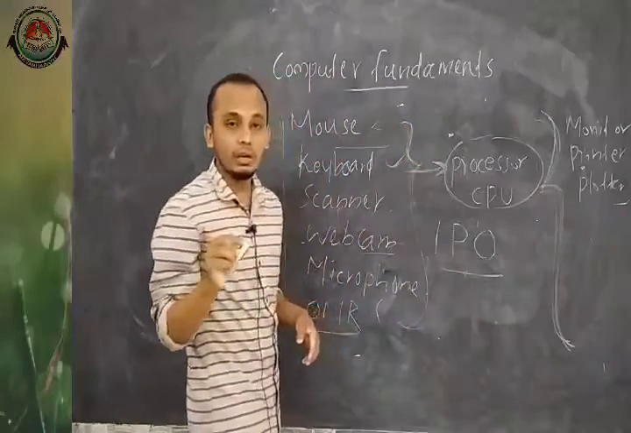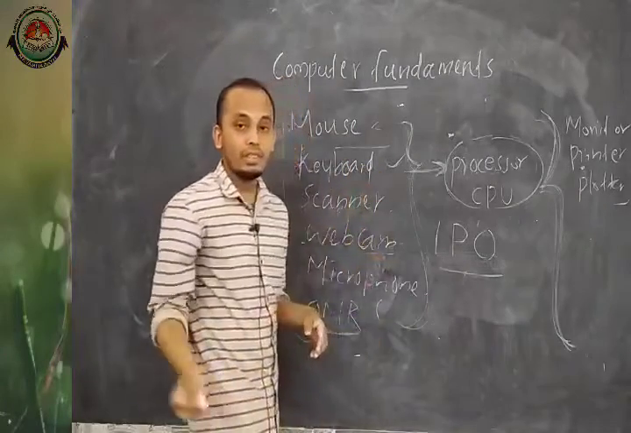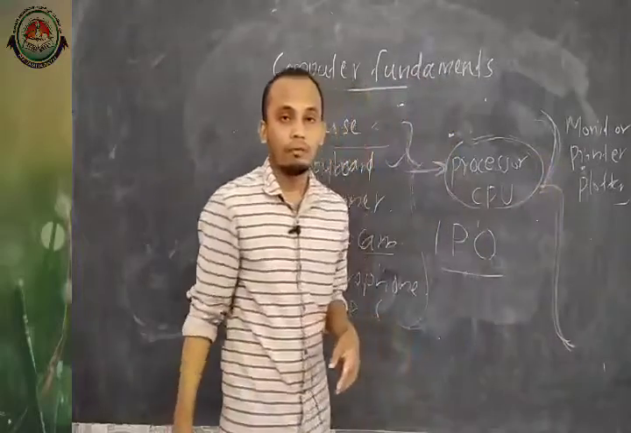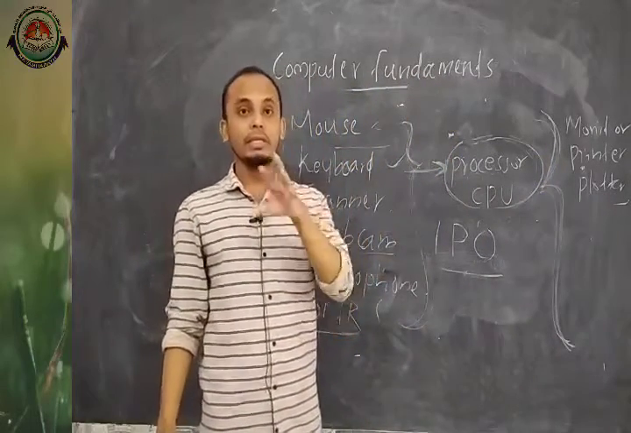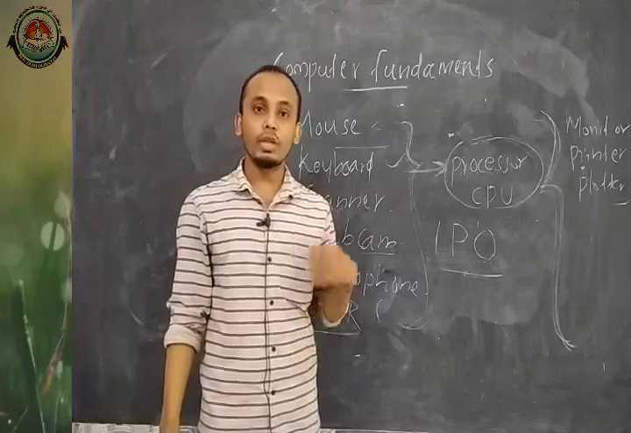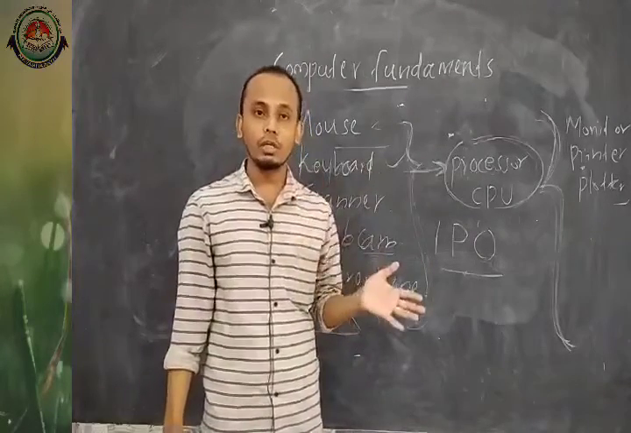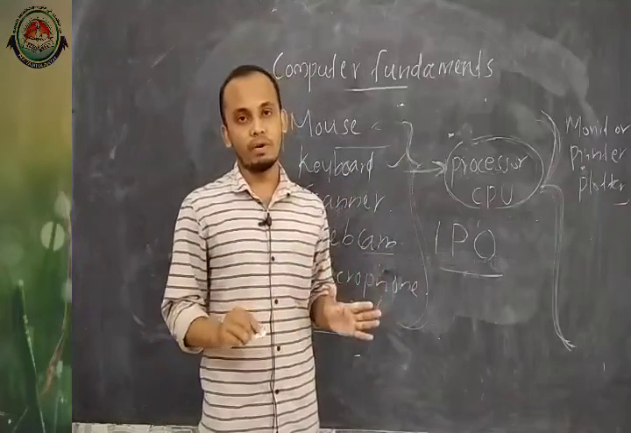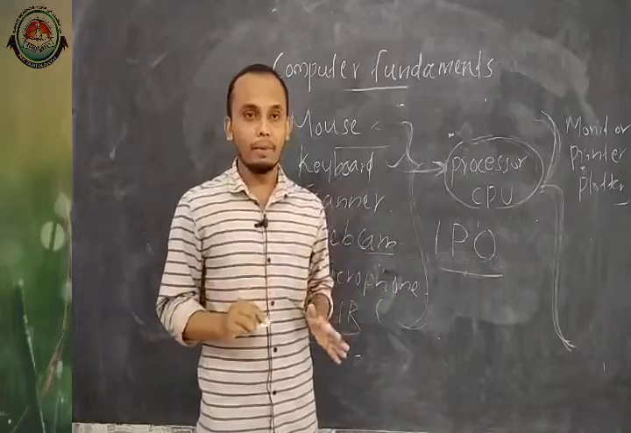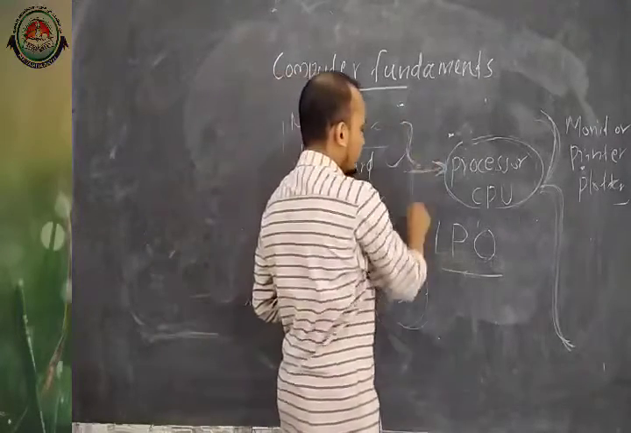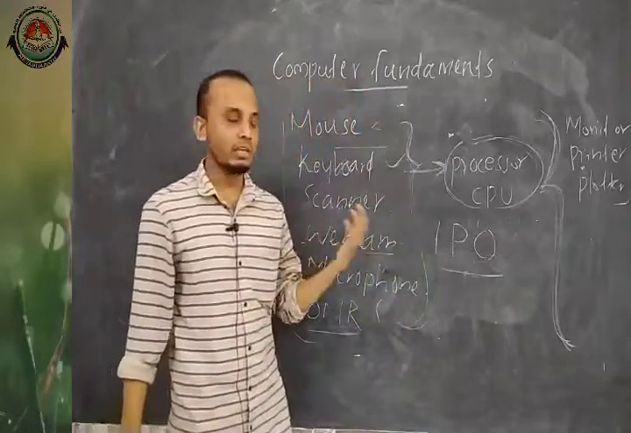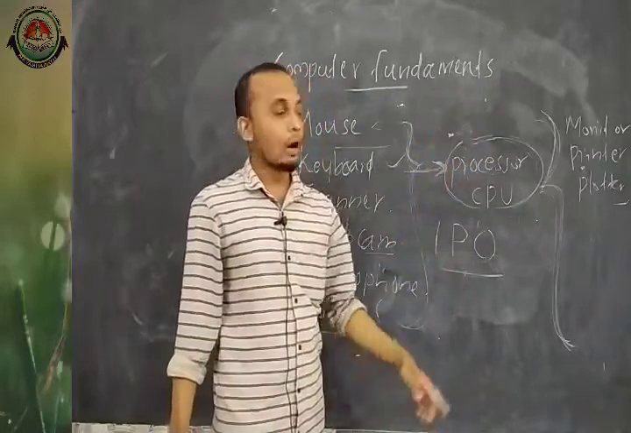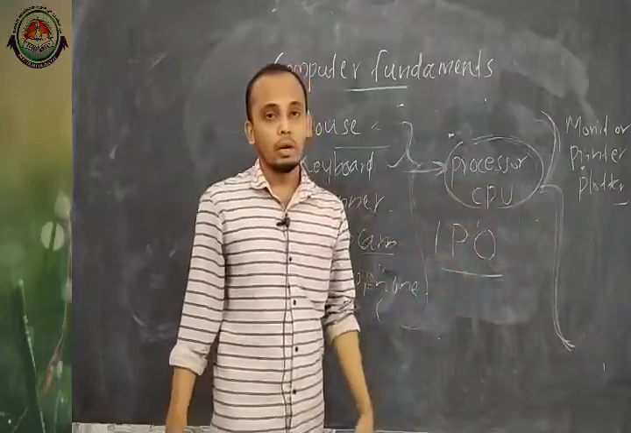Okay, then who will give this instruction? Human will give the instruction. With the help of that instruction, CPU will process. When we give an instruction, then only CPU will work. Without a human instruction, computer will not work. Okay, computer has no intelligence power, no thinking capacity. So with the help of input devices, we can give instruction, CPU will process, and finally we will get the output with the help of monitor, printer, plotter.